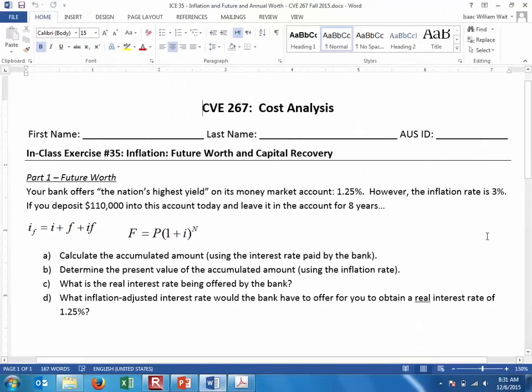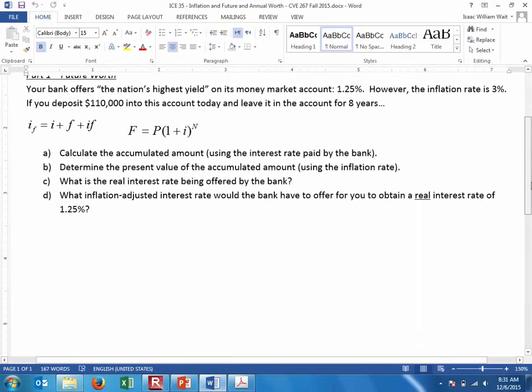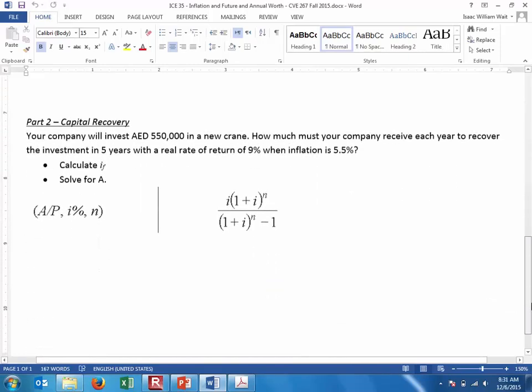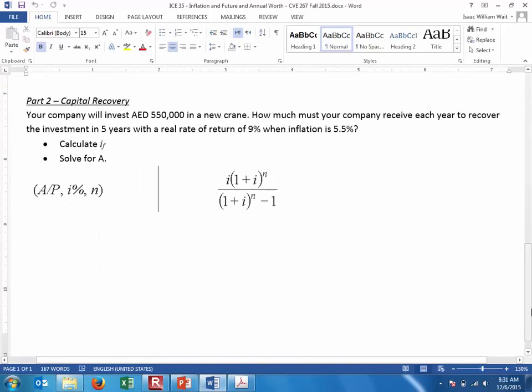All right, so some of you, I think, have already started on Part 2, and that's good. For the rest of us, let's consider the case of our company investing 550,000 dirhams in a new crane. And so to cover that, the capital recovery, remember, is the amount that you have to have as an ongoing recurring payment in order to pay off equipment that was purchased in year 0. So if we were going to draw a cash flow diagram for this, it would be a line down at year 0, and then 5 lines up representing inflows in years 1 through 5.